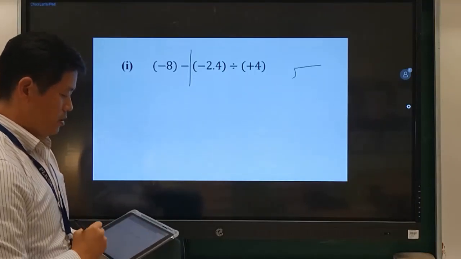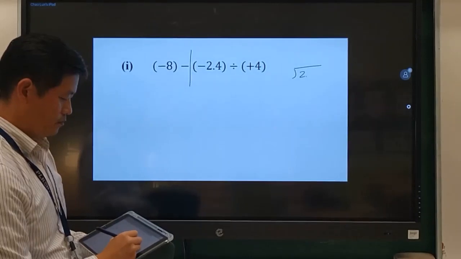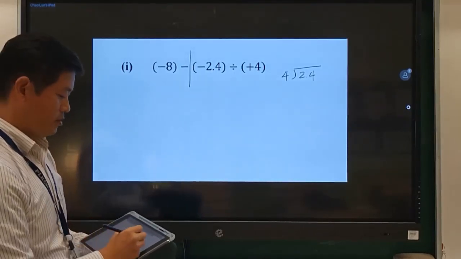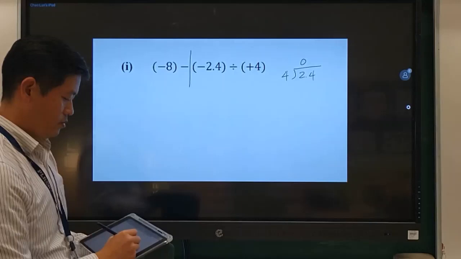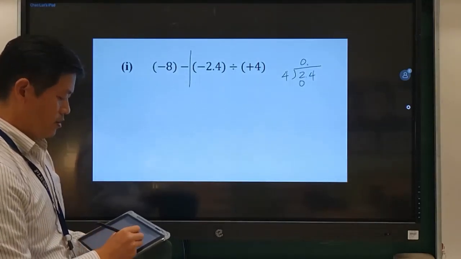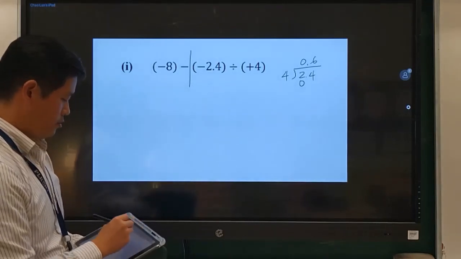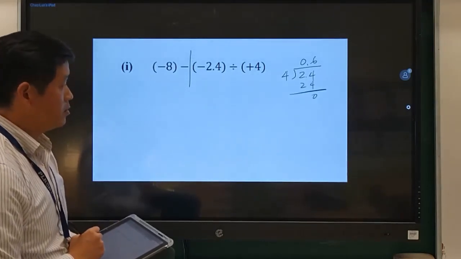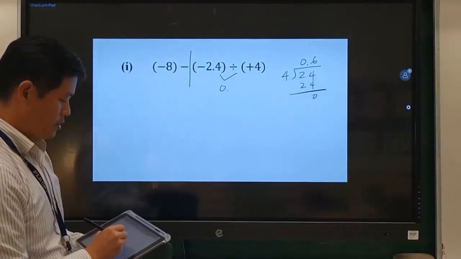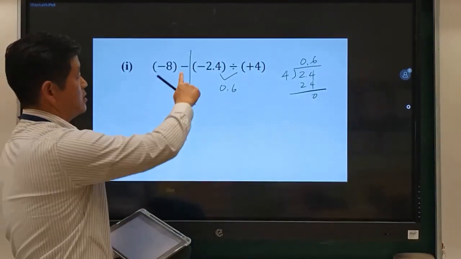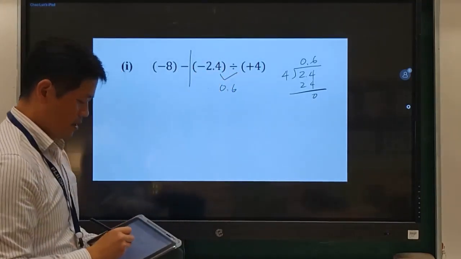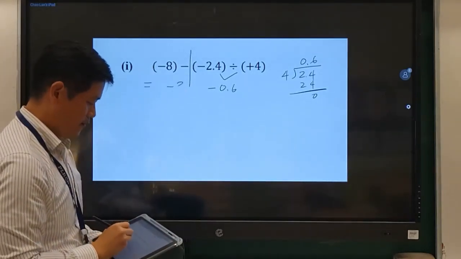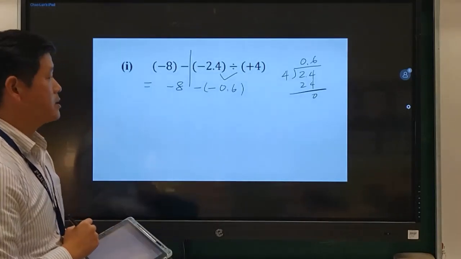Negative 2.4 divided by 4. What do I do next? Well, simple column form, 0, move over, here's my decimal, 4 times 6, 24, zero remainder. So these two numbers become 0.6. Well, positive or negative? Since there's a negative, negative divided by positive would be a negative. Now I bring this down. So my second step is equal to negative 8 minus a bracket negative 0.6.